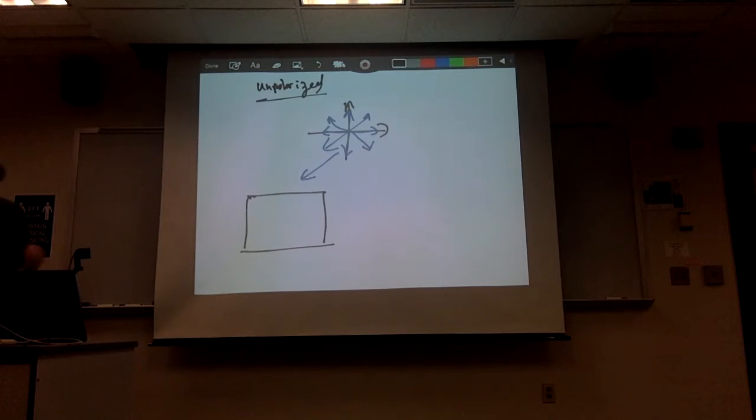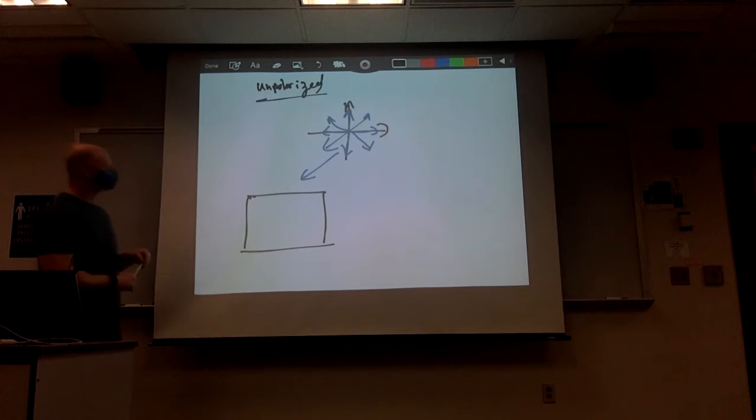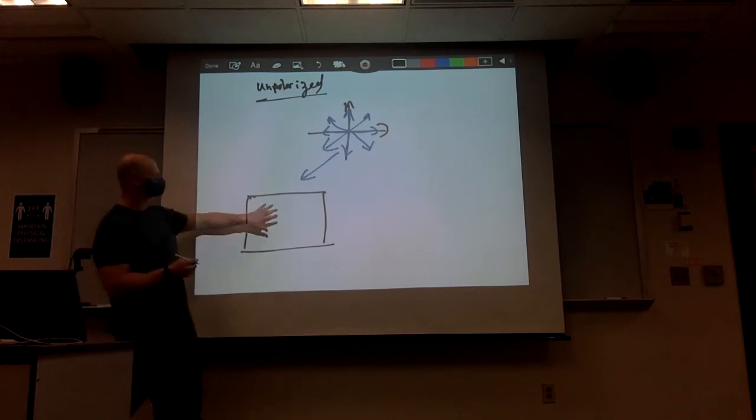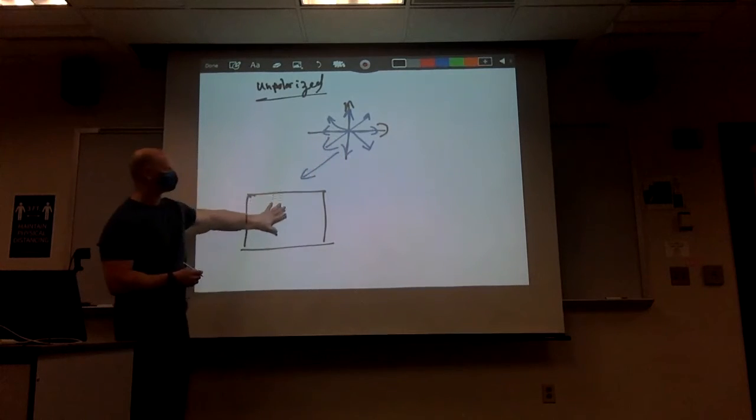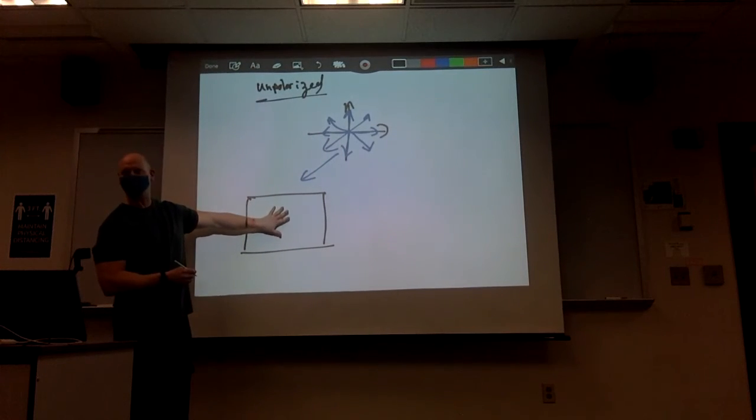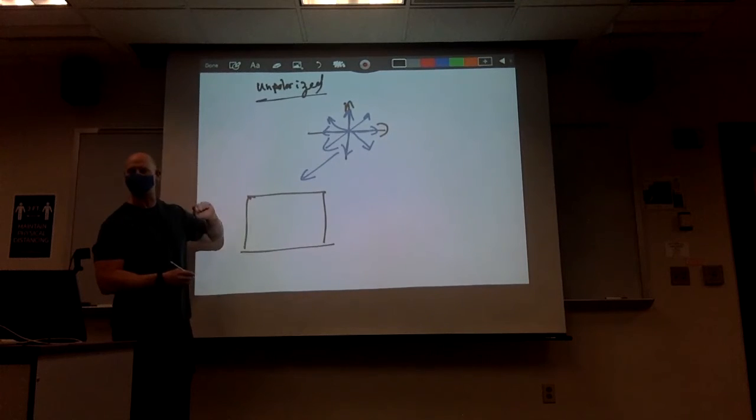So let's say I start off initially with unpolarized light. Here's my unpolarized light, where it's oscillating in all possible directions. That's going to come through and hit my polarizer. So what happens in this case? No matter how I have this polarizer set up, automatically when the unpolarized light comes into it, exactly half of the intensity of the light is going to be absorbed by the polarizer.